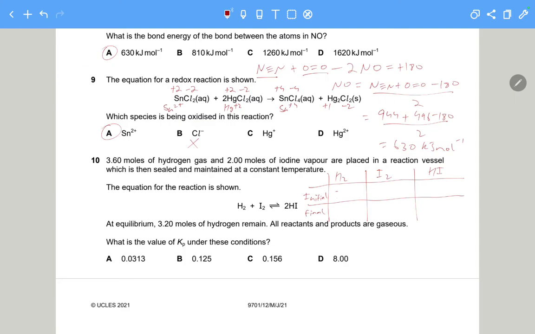Right, so initially we have 3.60 moles of hydrogen gas, we have 2.00 moles of iodine vapor, and we have 0 moles of hydrogen iodide, because they haven't given us anything else. And then finally, they say that we have 3.20 moles of hydrogen at equilibrium, which means that 0.4 moles of hydrogen reacted. And because hydrogen and iodine react in a 1:1 ratio, 0.4 moles of iodine reacted. So we have 1.60 moles of iodine left.